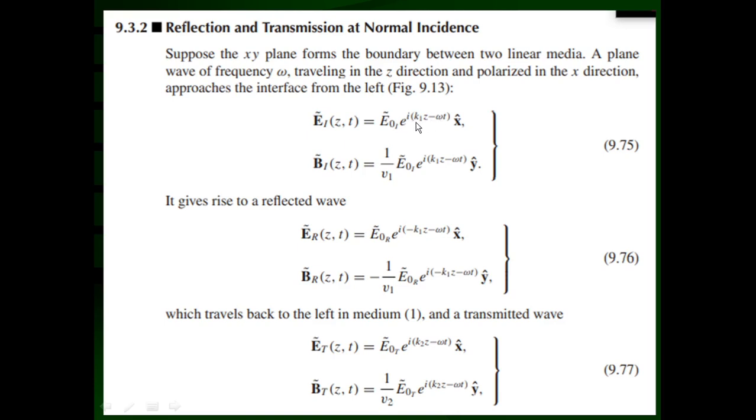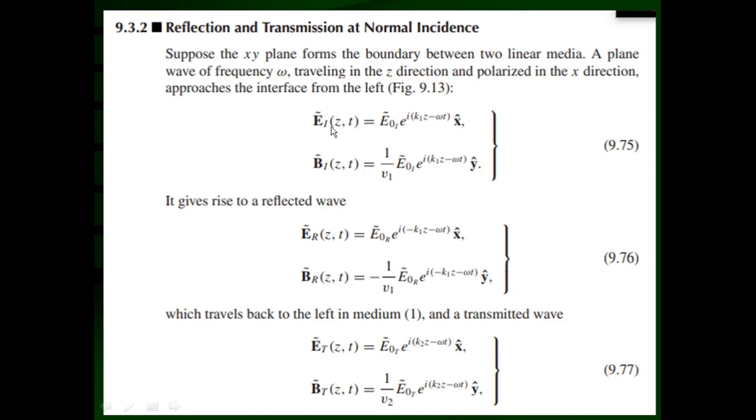K1 is the propagation vector in medium 1, and k2 corresponds to medium 2. Omega is the frequency; whether it is medium 1 or medium 2, the frequency is not going to change, so it remains omega. And this is a function of z and t, so it is propagating in z and t.